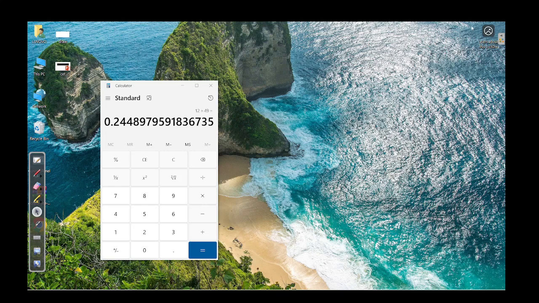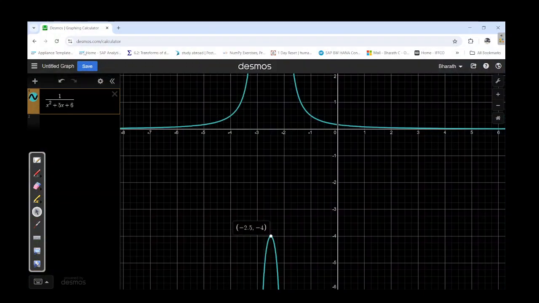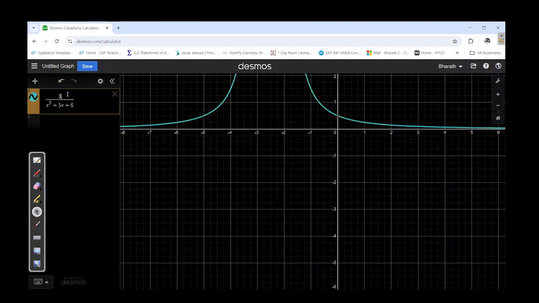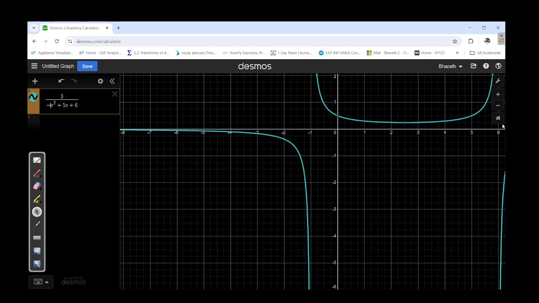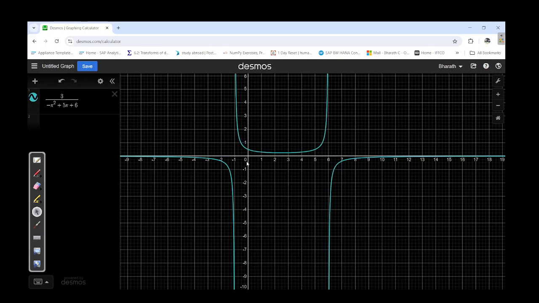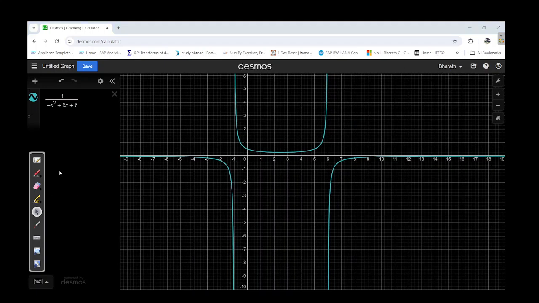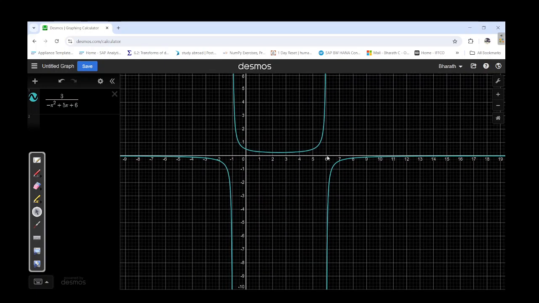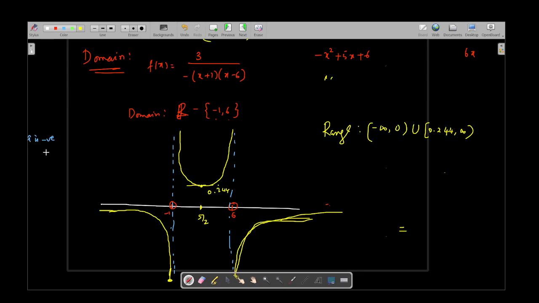So let us verify this in the graph plotter. 3 by, this is 3 and this is minus. Let us see. So this is what the graph looks like. This is -1 and -6. At -1 we have minus infinity, at 6 we have minus infinity. This is the minimum value, as I told you. The vertex is 2.5, and at 2.5 the value is 0.245. That's what we got as well. It is 0.245. Let us solve one more problem.